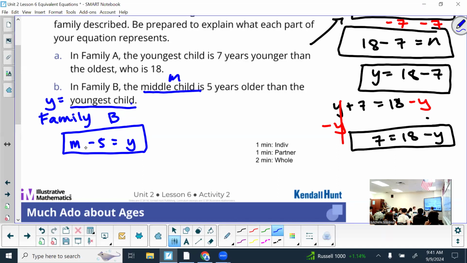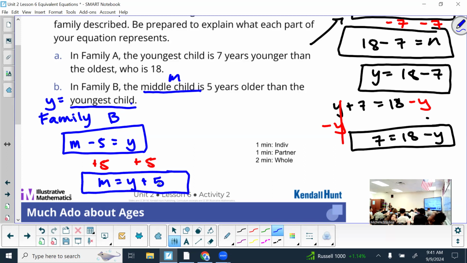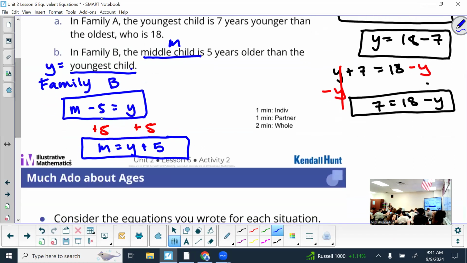Let's say some of you have it where the middle child age is alone on one side. How can I make it to where the M is alone? What could I do to this? And whatever I do on one side of the equal sign, I do on the other. So that would cancel the 5 and isolate the M. And on the right-hand side, I could just rewrite it as Y plus 5. I can't actually simplify it because I don't know what either of those are, but you can just rewrite it. Those are our literal equations. When there's more than one variable, you can't simplify, you can just rewrite. So here's another answer you could have had. That is also right. The youngest child plus 5 age is the middle child's age.